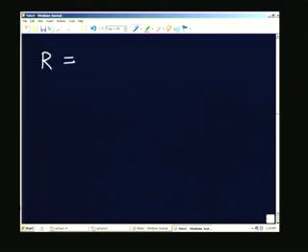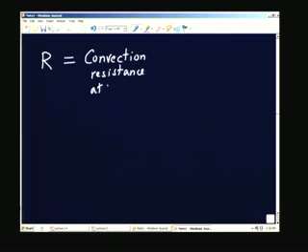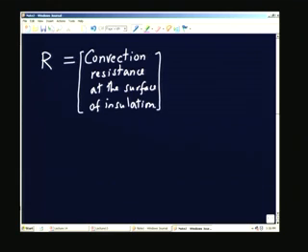I will say it is R, the resistance to heat transfer, is one due to convection resistance at the surface of the insulation, this is one component, plus conductive resistance in the insulation.